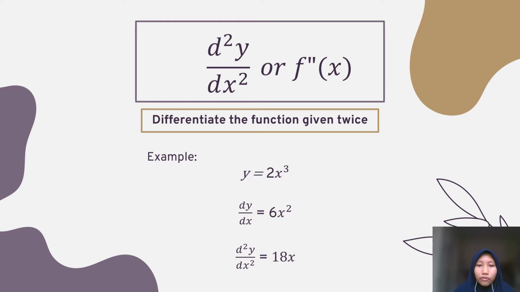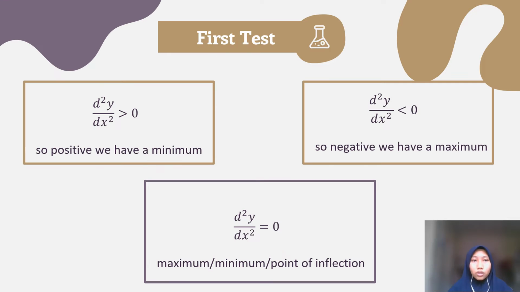So for example, if we have y equal to 2x cubed, we will first find dy over dx, which is equal to 6x squared, which we will then differentiate again to find d squared y over dx squared, which is 18x. Okay, the second derivative is used to decide whether a stationary point is a maximum or a minimum.